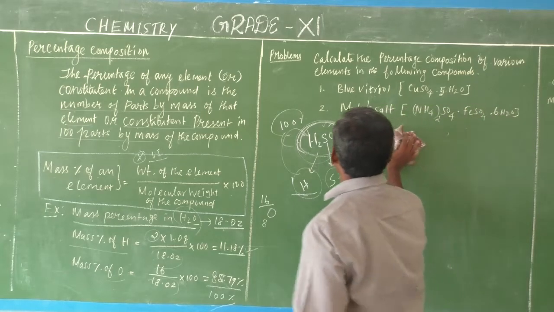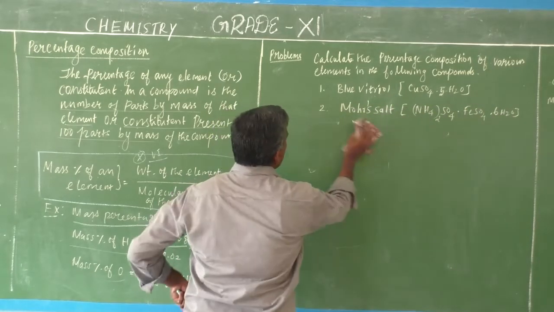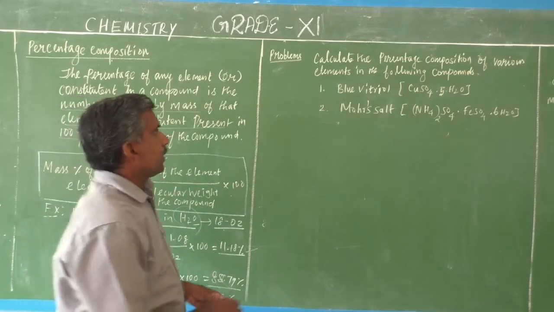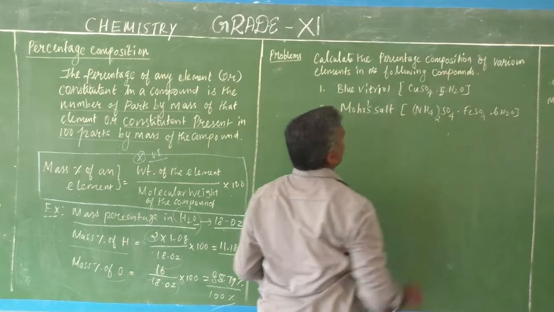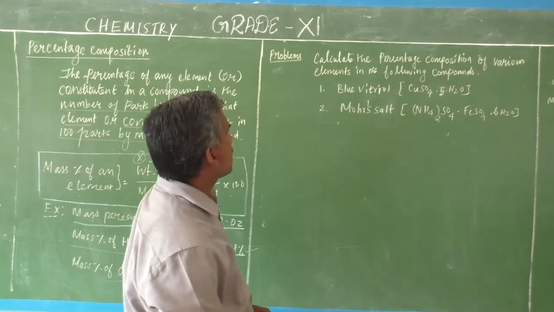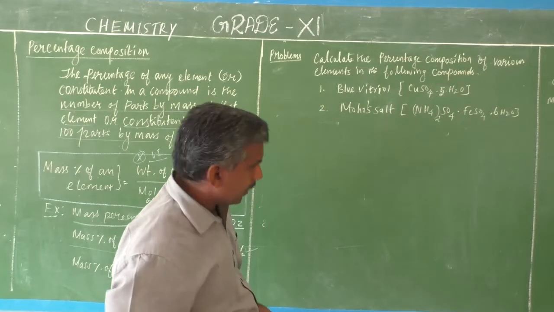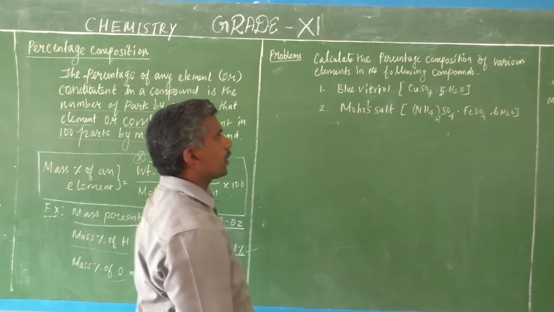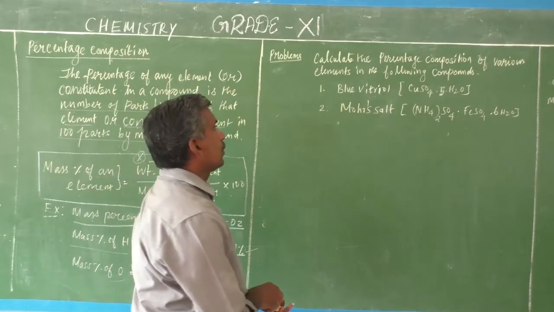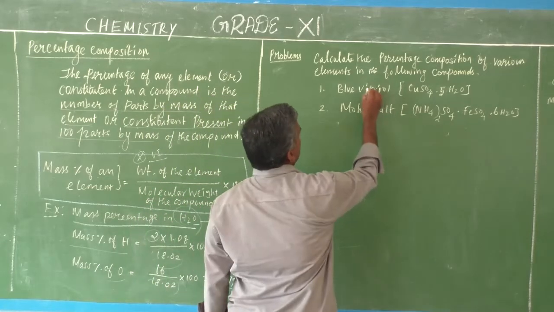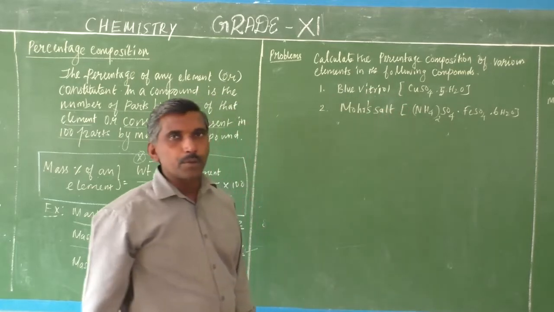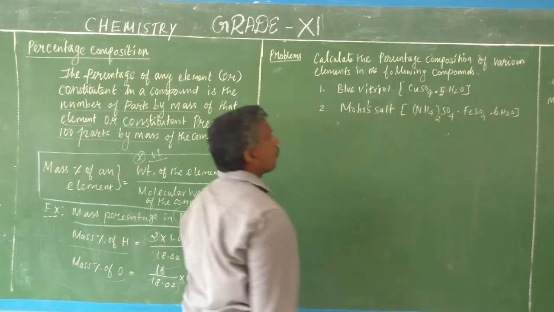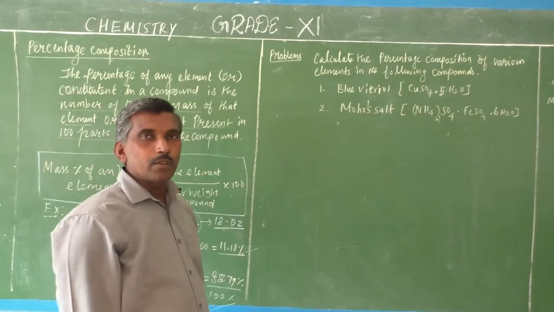Question: calculate the percentage composition of various elements in the following compound. The first question is blue vitriol. Last year in 10th standard we studied blue vitriol, copper sulfate 5H2O. Five water molecules are present.